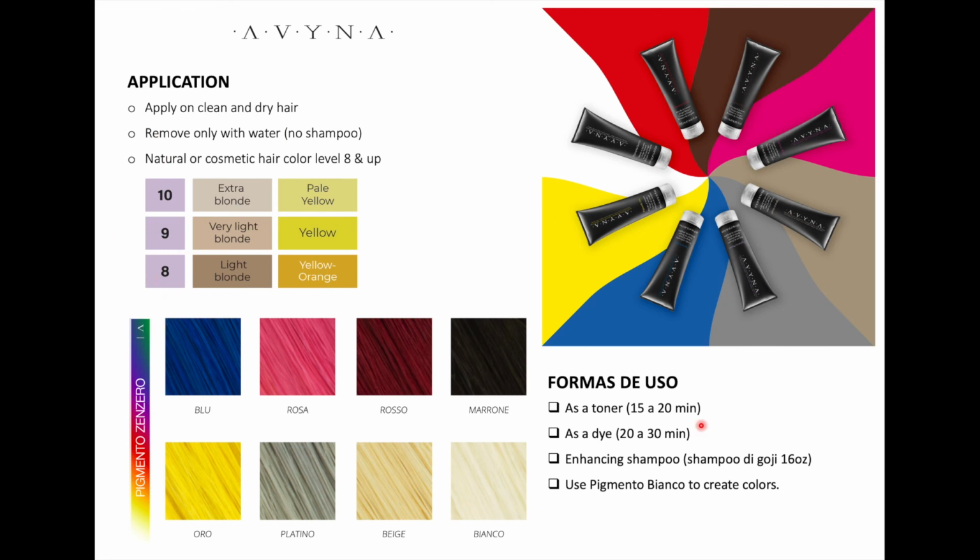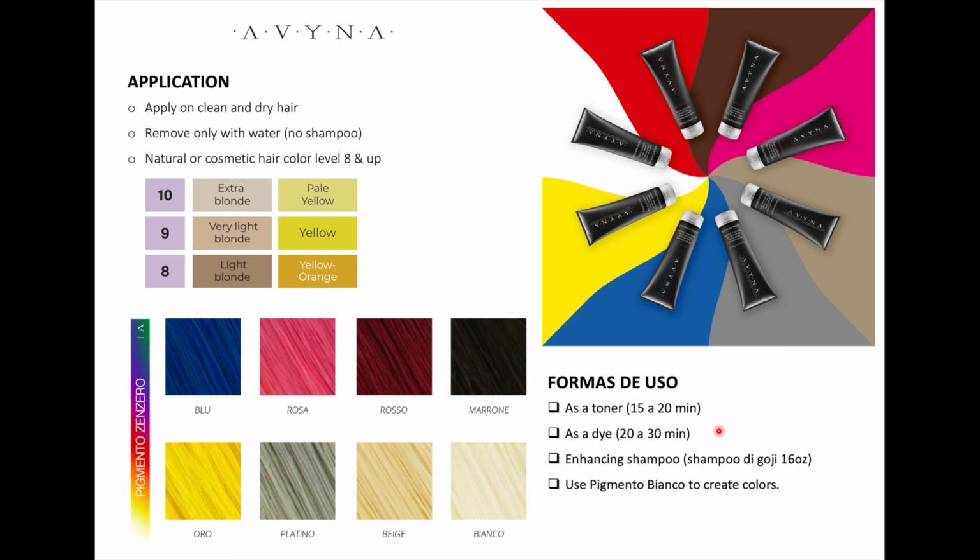How can you use these colors? You can use it as a toner if you leave it for 15 to 20 minutes on color that is already there, but it already faded away. So you're going to use it to give that intensity to the color. If it's the first time you're going to apply the color, it's going to be like a dye, and you're going to leave it for more time, 20 to 30 minutes.